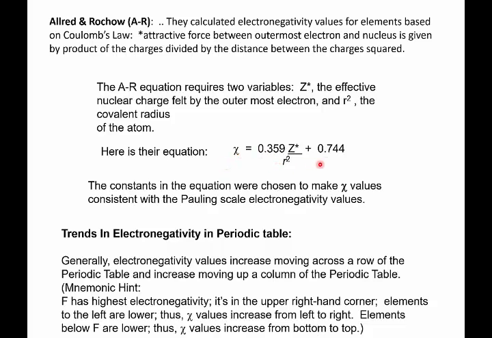There are some constants in this Allred-Rochow equation, 0.359 and 0.744. Those are chosen to make their electronegativity values consistent with the Pauling scale electronegativity values.